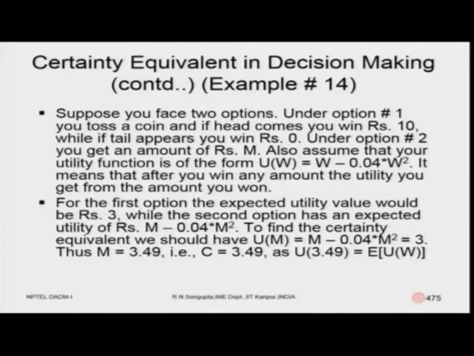So, let us consider an example. Suppose you face two options. Under option 1 you toss a coin, and if a head comes you win rupees 10, while if a tail appears you win 0. Under option 2 you get an amount of rupees m. Also assume that your utility function is quadratic, u(w) = w minus 0.04 w square, where b is 0.04. It means that after you win any amount, the utility you get from the amount would be given by the utility function.